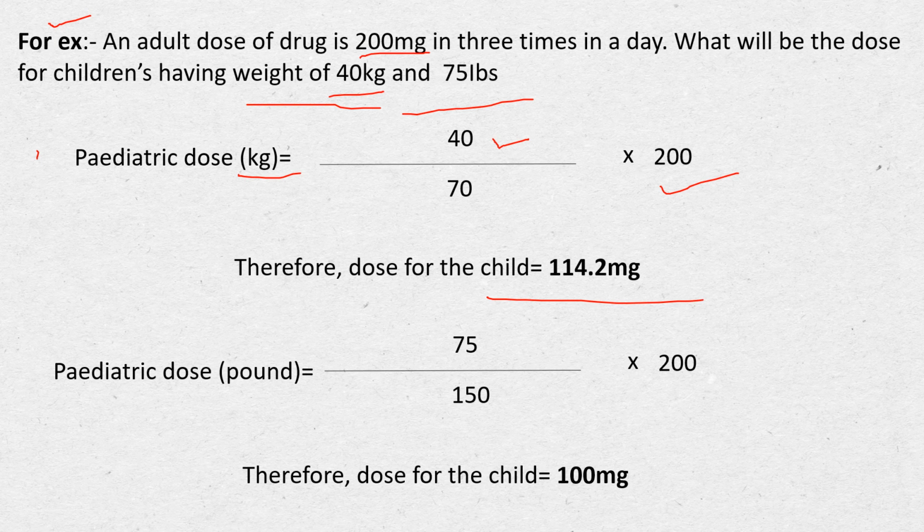Next, when the weight of the child is given in pounds, we'll use the second formula, that is pediatric dose in pounds is equal to 75, that is weight given in pounds, upon 150 into the adult dose, that is 200 mg. So the answer, the dose will be 100 mg.